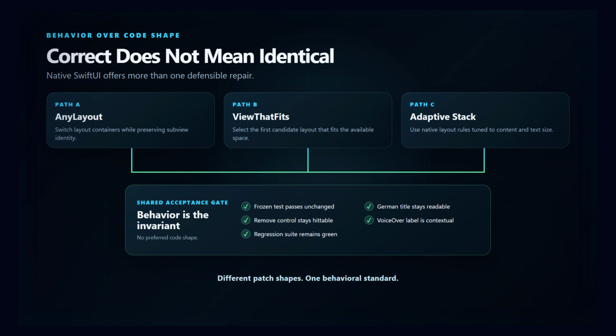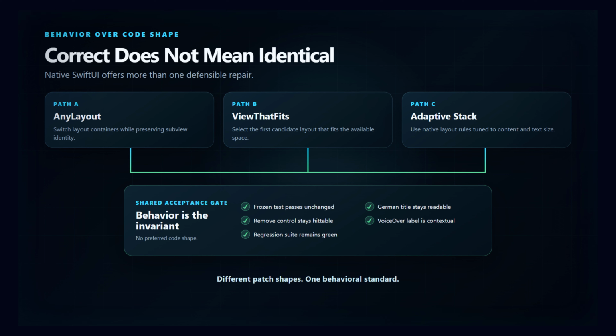A valid fix does not need one blessed code shape. Any layout can switch between horizontal and vertical containers as dynamic type changes. View that fits can select the first layout that fits. A careful adaptive stack may work too.